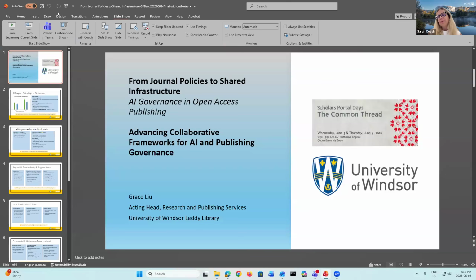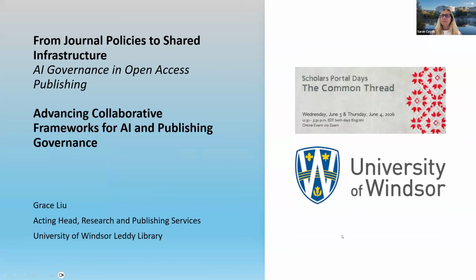So our next lightning talk is from Grace Liu from the University of Windsor, and her talk is titled From Journal Policies to Shared Infrastructure, AI Governance in Open Access Publishing. Thanks, Grace. Grace, I think you might be muted right now. Thank you, Sarah. Yeah, sorry for the muting problem.